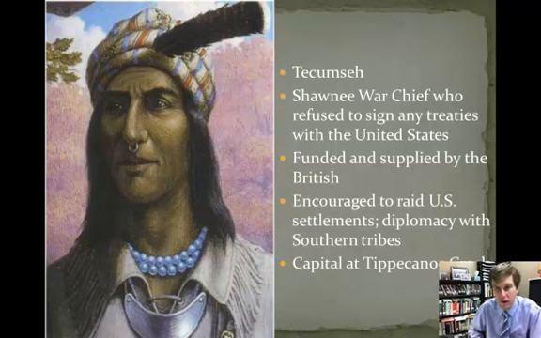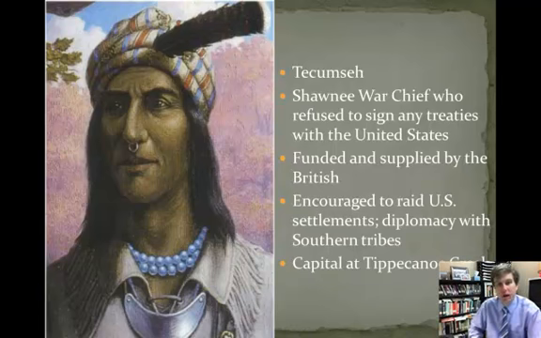At the same time, you have problems on the frontier. Tecumseh, who was a Shawnee War Chief, refused to sign any treaties with the United States, and he was being funded and supplied by the British and encouraged to raid U.S. settlements. He was also out engaging in diplomacy with the southern tribes, notably the Creek Indians, to try to get them to rise up against the United States.